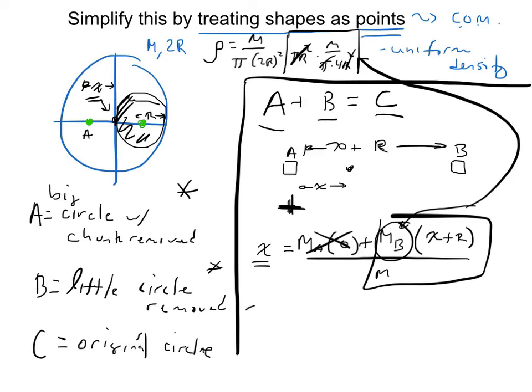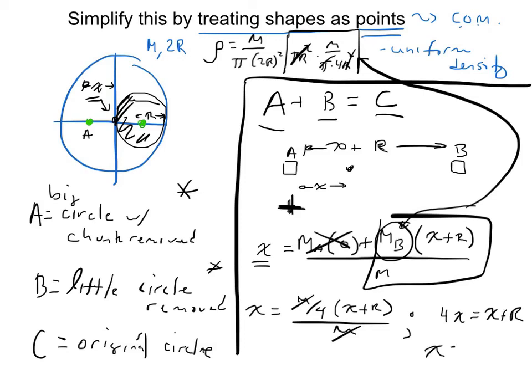So what we get is x equals m over 4 times x plus r, over m. The m's cancel out. Do a little algebra, and we get that 4x equals x plus r, or x equals r over 3. And there is our new center of mass. So it's shifted a distance of r over 3 to the left of its original position.